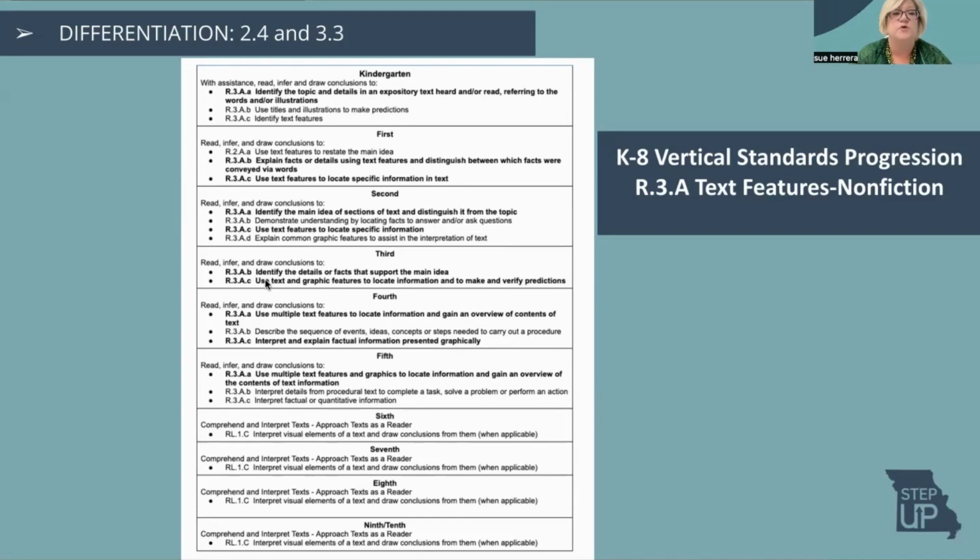For example, at 3rd grade, it says, use text and graphic features to locate information and to make and verify predictions. You go all the way back to 1st grade, it says use text features to locate specific information in the text. It doesn't say label the text feature or identify the text feature. And so your vertical progressions provide that clarity that allows teachers to teach to the standard, but also be able to differentiate if they need to.